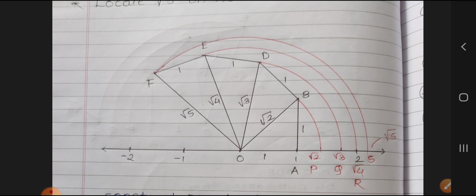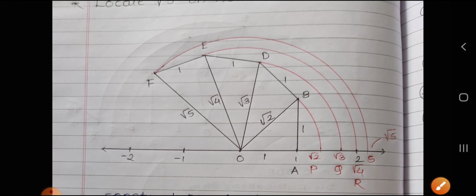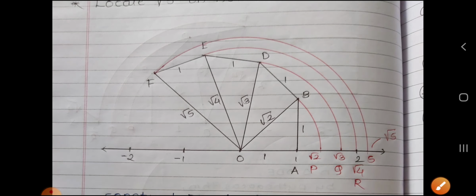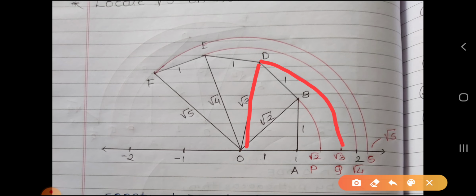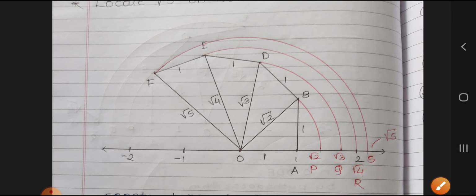So first draw this DB which is perpendicular to OB. Next join the points O and D. Next, by using compass with center O and radius OD, draw an arc which intersects the number line at point Q, and Q corresponds to square root of 3.